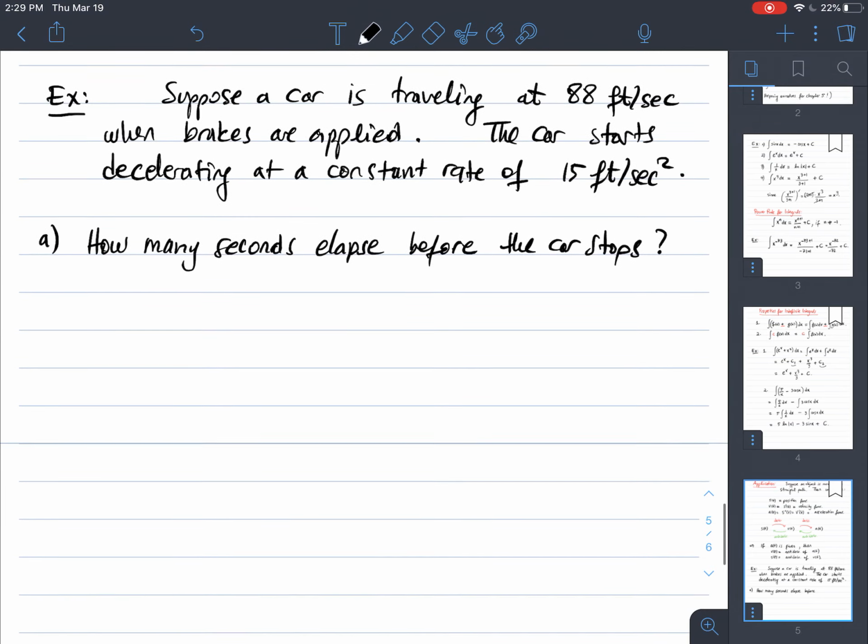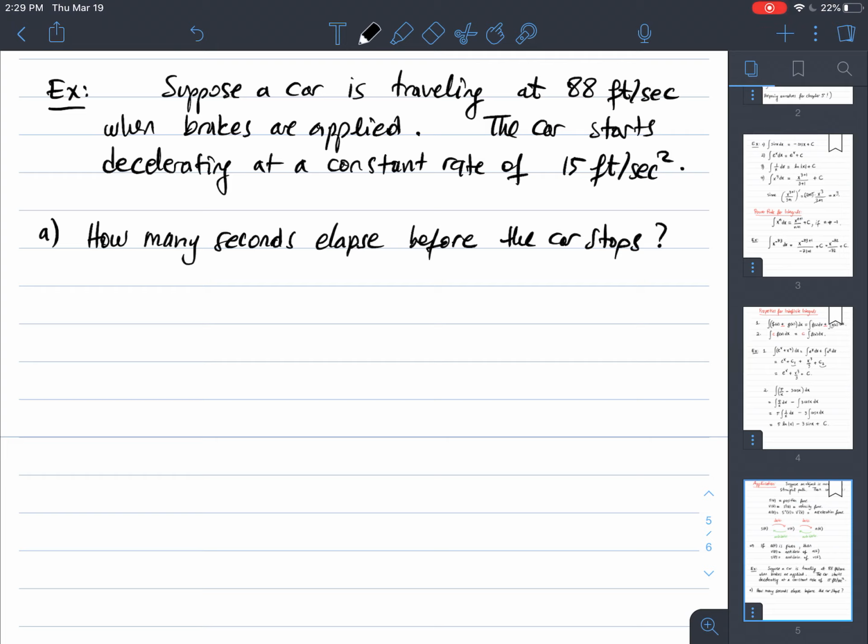So to find that, we need to know the velocity function, and then set the velocity function equal to 0, which means the car has stopped. So we need to find v of t. Now v of t is an antiderivative of a of t, which means it's the integral of a of t dt. Now a of t is constant, so this is 15. So the integral of a constant is just 15 times t plus c.